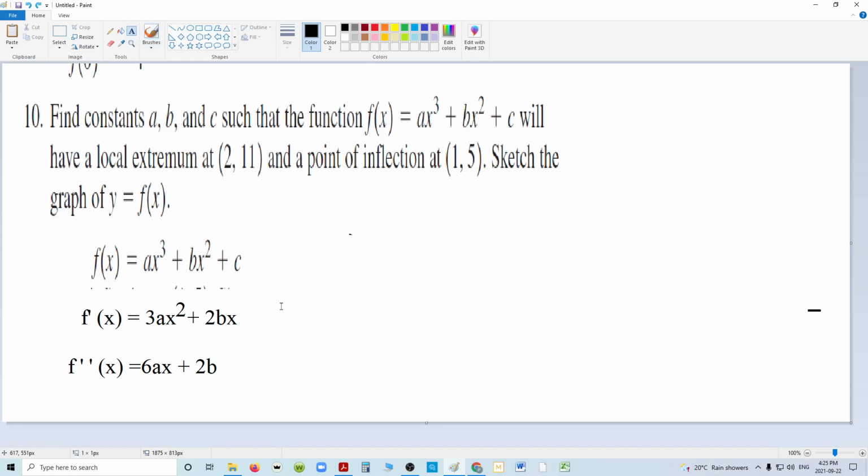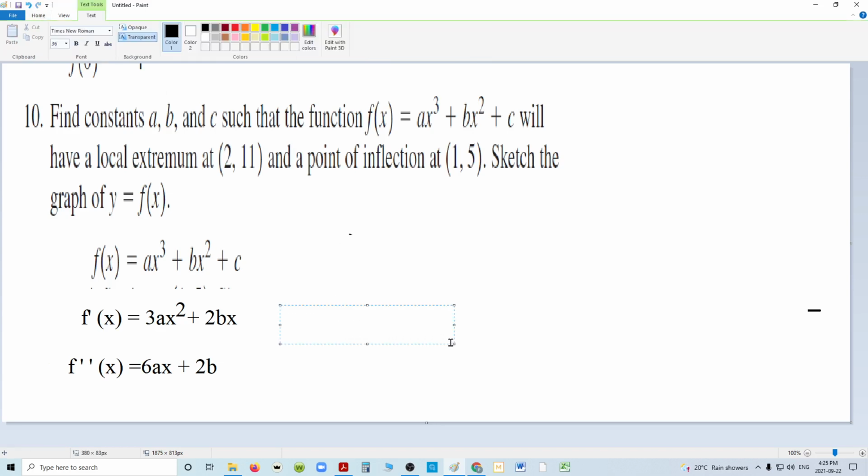So we're going to replace x where we see it with 2. 3 times 2 squared is 4, so it's 3 times 4a, which is 12a. And then plus 2 times b times 2 is plus 4b. And we know that's equal to 0. So if we readjust for b, we get 4b is equal to minus 12a, which means b is equal to minus 3a. So there we go.